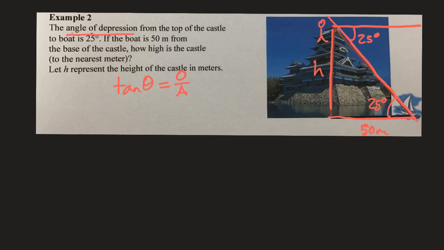I'm going to solve for my opposite, so I'll multiply both sides by our adjacent, giving me adjacent times tangent of theta is equal to our opposite. I'm going to replace the values, giving me 50 meters times our tangent of 25 degrees is equal to our height.